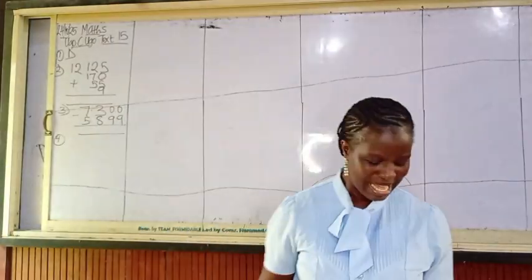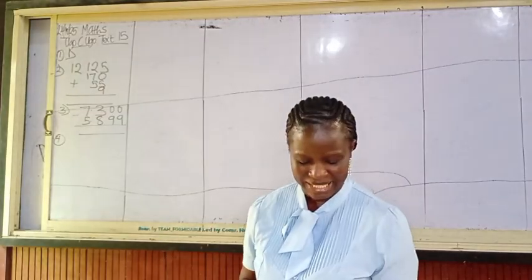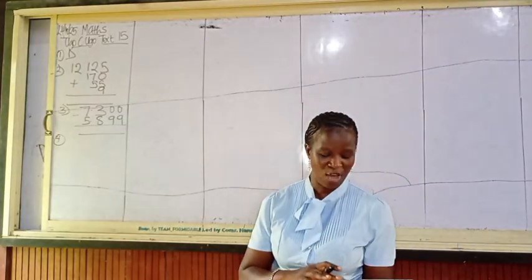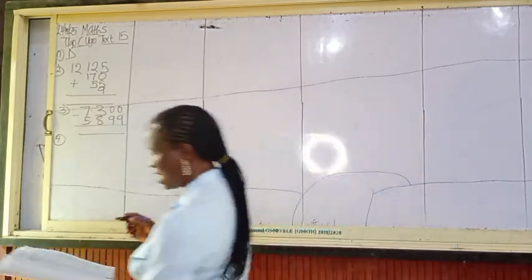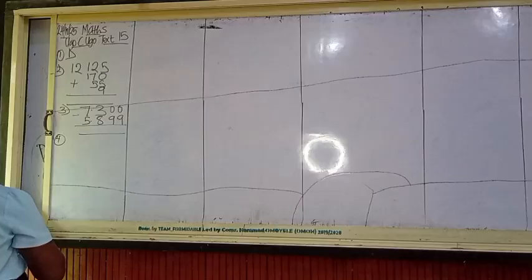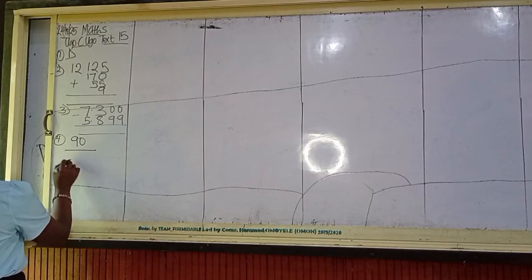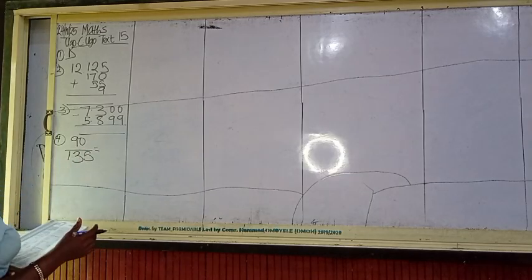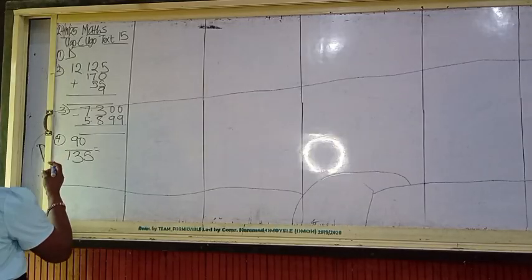Number 4 says, express 90 over 135 in its simplest form. We have done many of these in the previous video, so we can do well to check those videos out. So we have 90 over 135. So what do we do? You keep cutting till you can't cut again. So let's use 5 first.